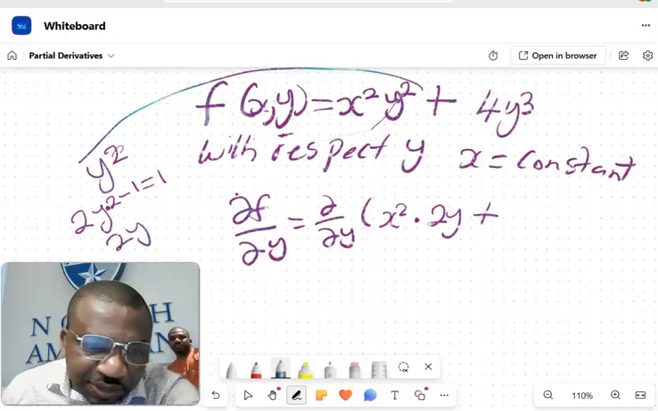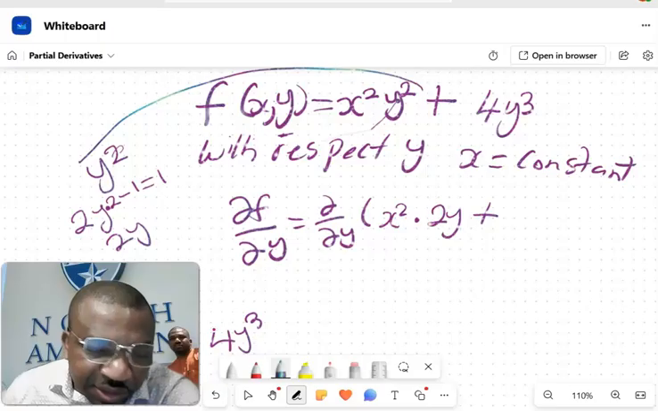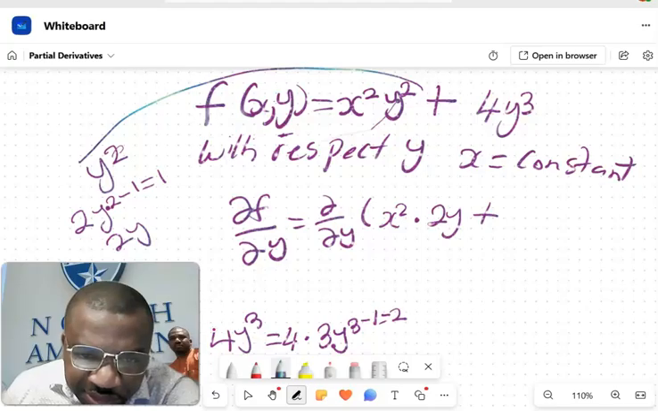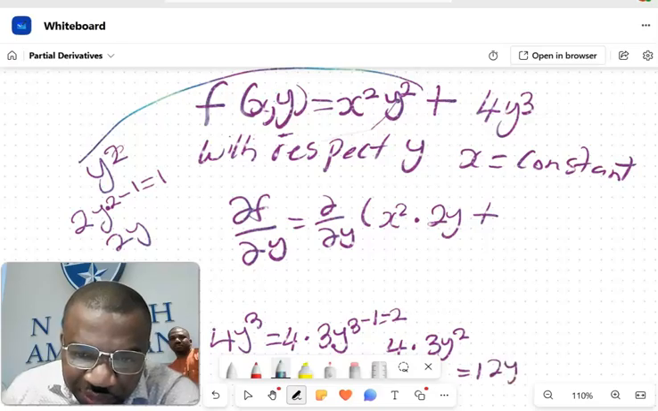So we can bring it down here. First, let's break it down, which is 4y raised to power 3, and this means this 3 will move in front of the 4, so we'll have 4 multiplied by 3y raised to power 3 minus 1. So everything here will become 2. So this will become 4 times 3 times y raised to power 2. So that will become 12y raised to power 2.